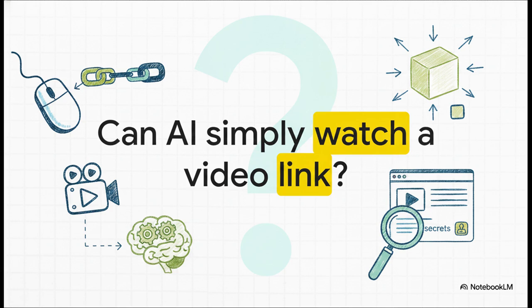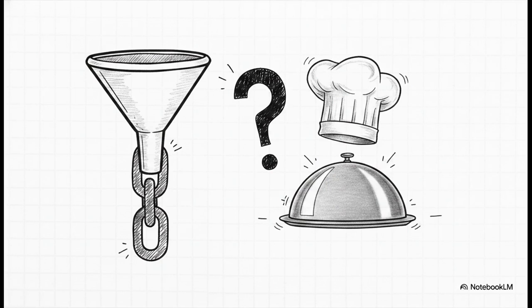But can AI actually just watch a video link? Honestly, no, it really can't. The AI absolutely needs precise inputs, and raw URLs are a massive bottleneck in this process. When you just drop a link in there, the AI generally isn't watching the media at all. Instead, it's just running a quick web search based on the URL's metadata or the title.